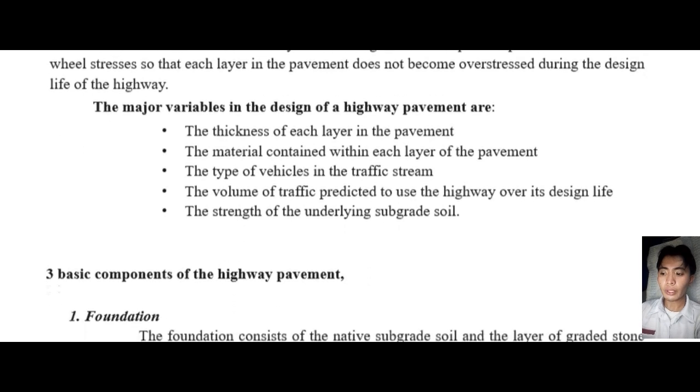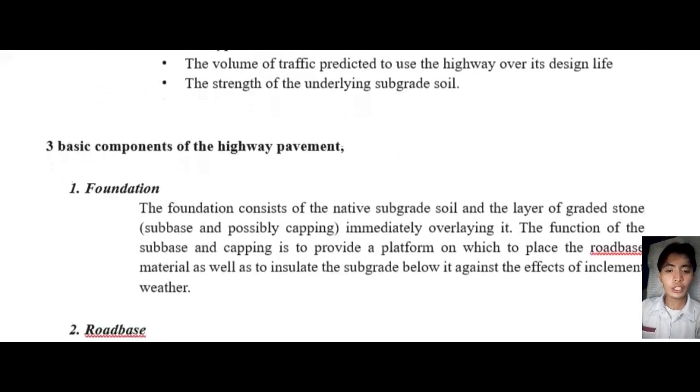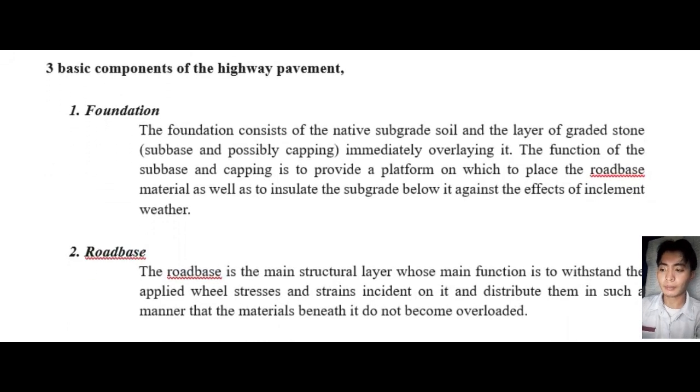Going more into it, we have three basic components of the highway pavement. One basic component is the foundation. The foundation consists of the native subgrade soil and the layer of graded stone, which is the subbase and possibly capping, immediately overlaying it. The function of the subbase and capping is to provide a platform on which to place the road base material, as well as to insulate the subgrade below it against the effects of inclement weather.